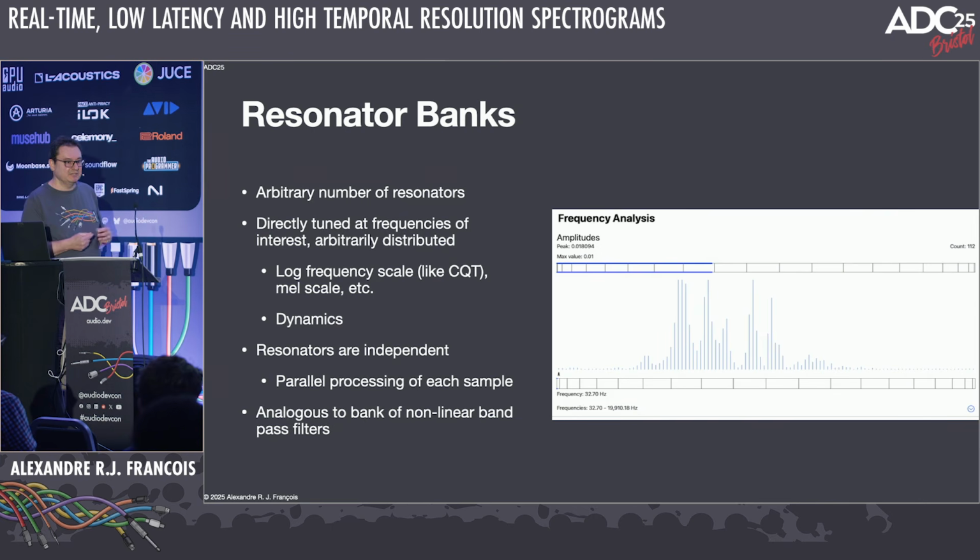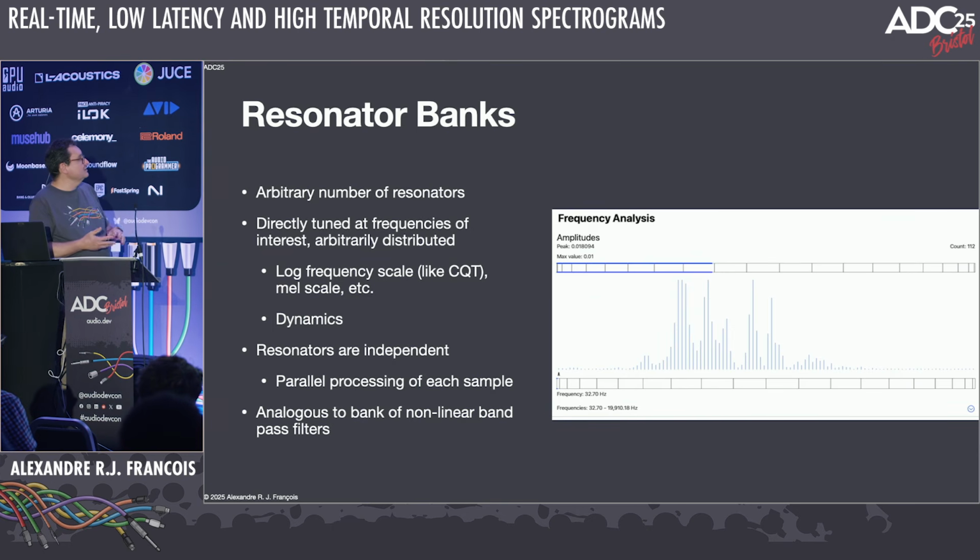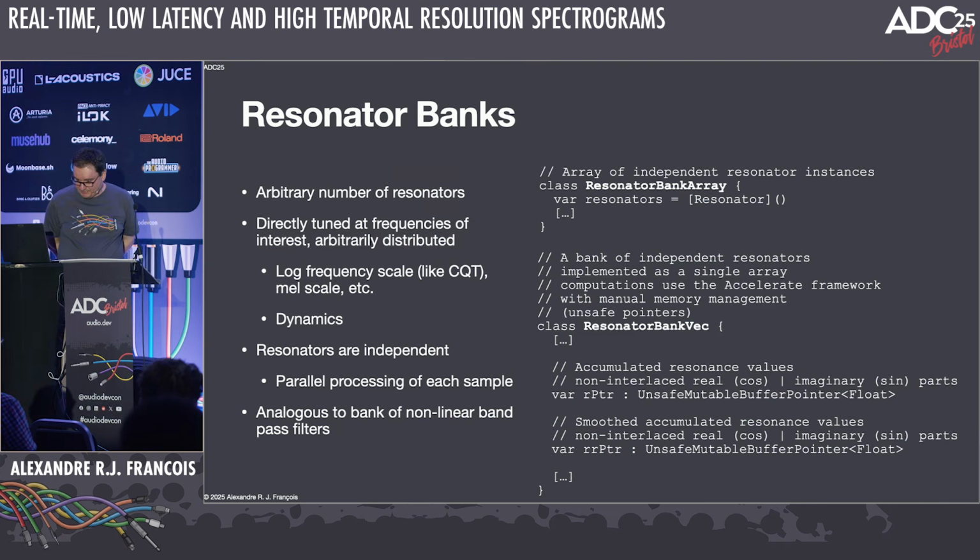We can distribute them any way we want, maybe on a musical scale, or a mel scale, or anything we want, and we can tune the dynamics independently. That also means they're all independent, so we can do the computations in parallel. And again, that's analogous to a bank of nonlinear bandpass filters, which is not new. But why didn't people do that with music? I don't know. Or maybe they did and I don't know about it. So if you know, let me know.